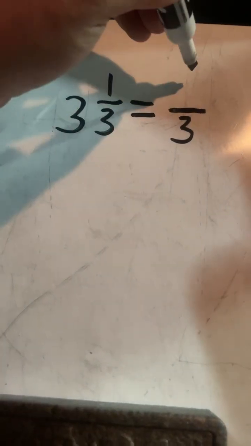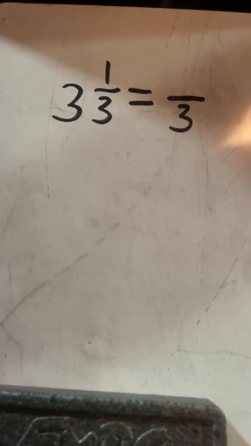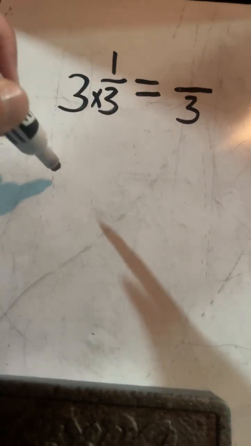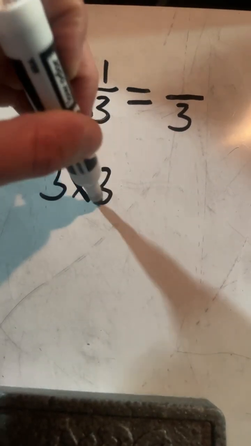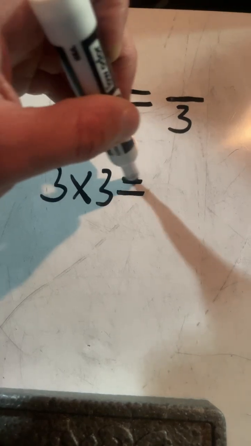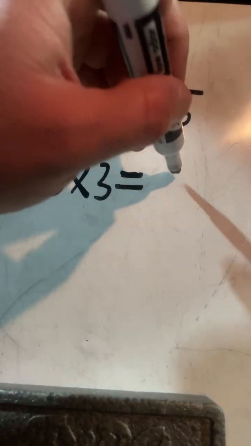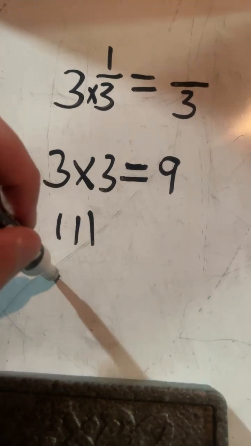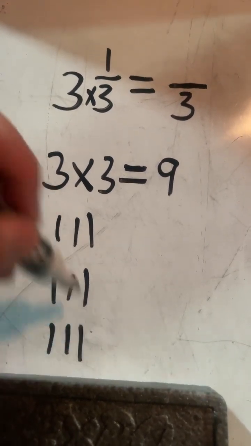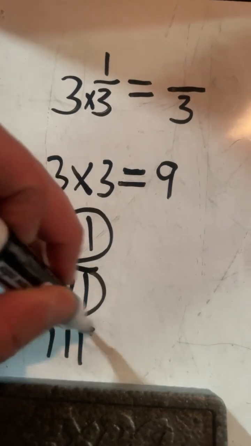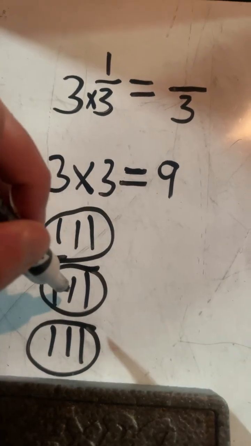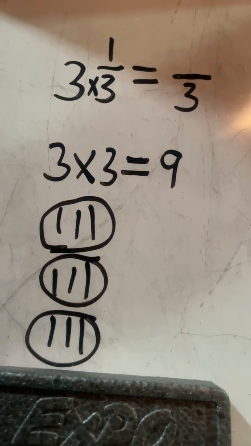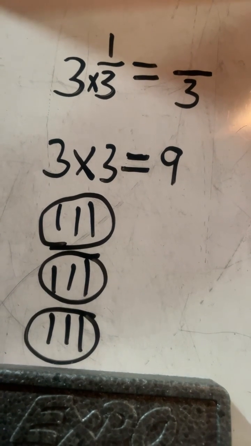To find the numerator, the top number in the improper fraction, we multiply the denominator times the whole number. 3 times 3. 3 times 3 equals 9. Now again, if you're not able to do that in your head, you can make 3 groups of 3 and count the total amount of tallies. 1, 2, 3, 4, 5, 6, 7, 8, 9. It is quicker if you just know your fact families though.